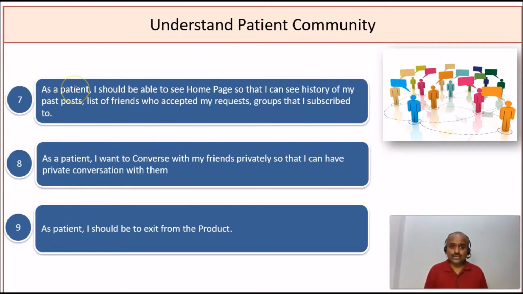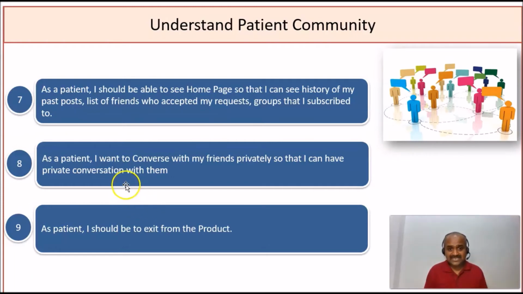As a patient, I should be able to see a homepage so that I can see the history of my past posts, the list of friends who accepted my friend requests, and the groups I subscribe to. So I want a home page wherein I see the history of my past posts, the way I see on Facebook. Similarly, on my health book also, I should be able to see my past posts, the friends who accepted my requests, and the groups that I subscribe to.